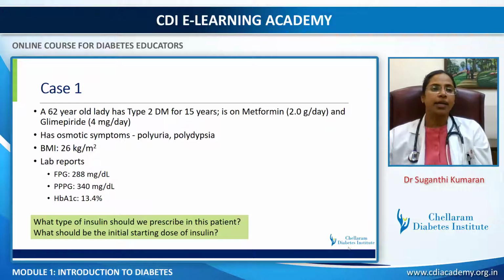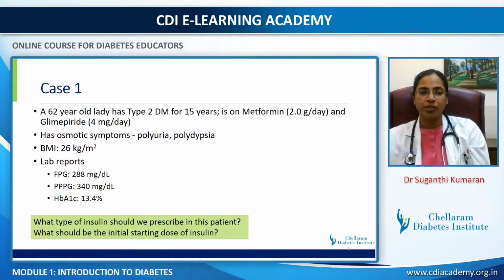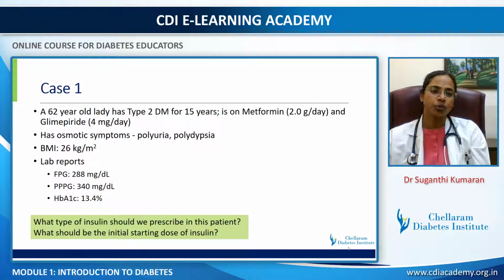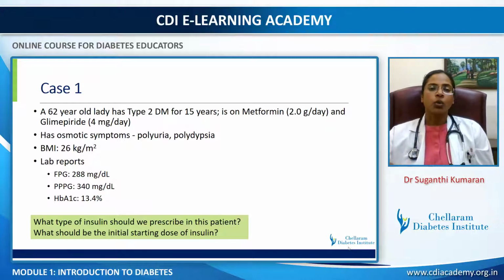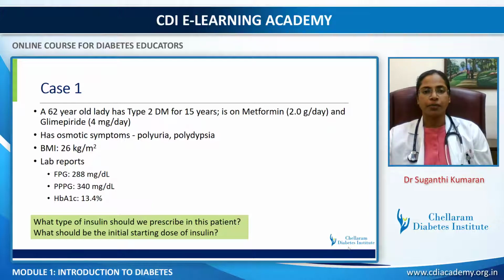Let's look at a case. A 62-year-old lady with type 2 diabetes for 15 years on metformin 2 grams and glimepiride, with osmotic symptoms, polyuria and polydipsia, comes to the hospital. Her BMI is 26 kg per meter square. Lab shows fasting blood sugar of 288 milligrams per dL, postprandial of 340 milligrams, with an HbA1c of 13.4%. So the question here: what type of insulin should be prescribed in this patient? What should be the initial starting dose of insulin?